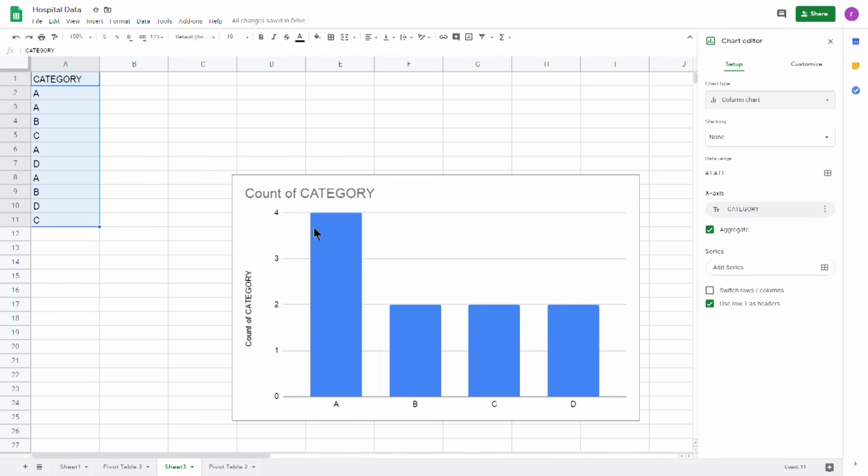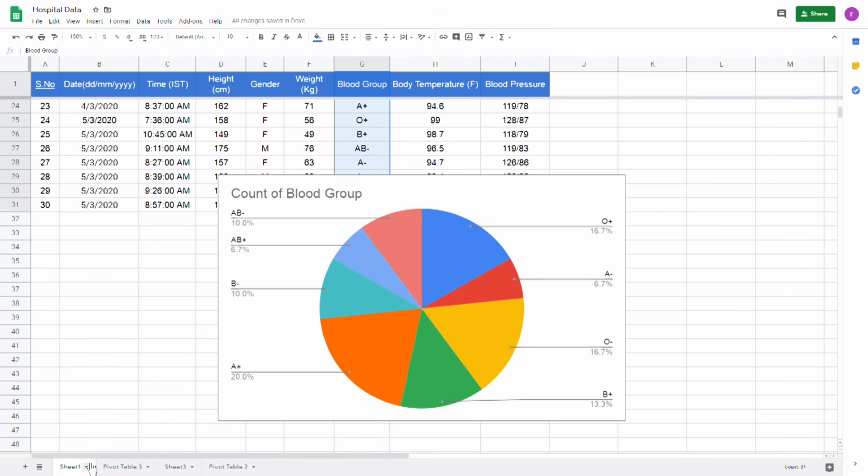So, you can see that this is a column chart where again you can see on the y axis I have a count. I had 4 of category A, I had 2 of category B, I had 2 of category C and 2 of category D. Now, let us repeat that with our blood group data.